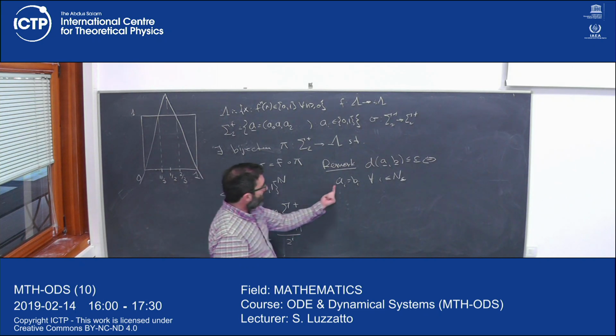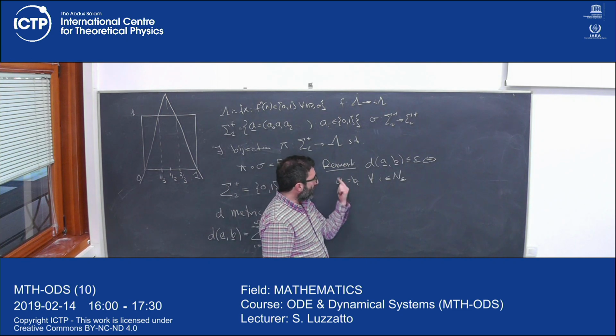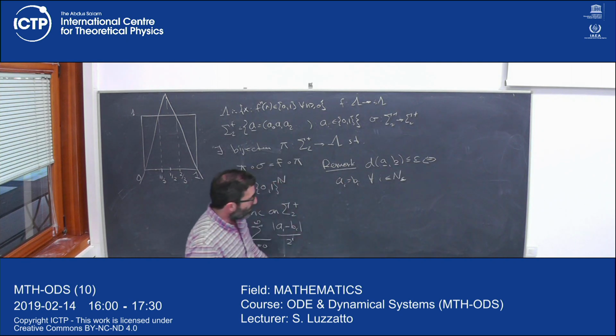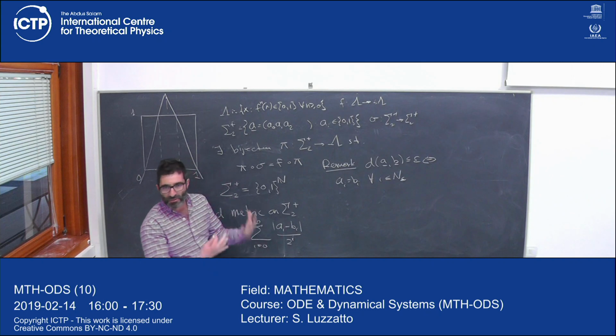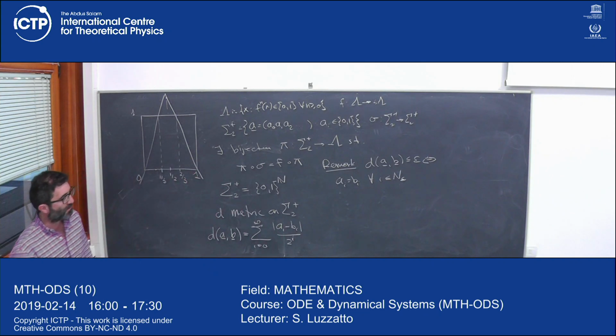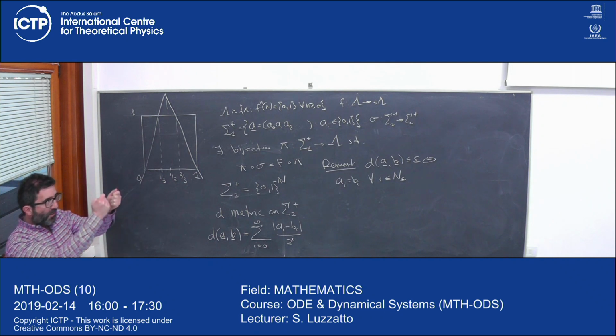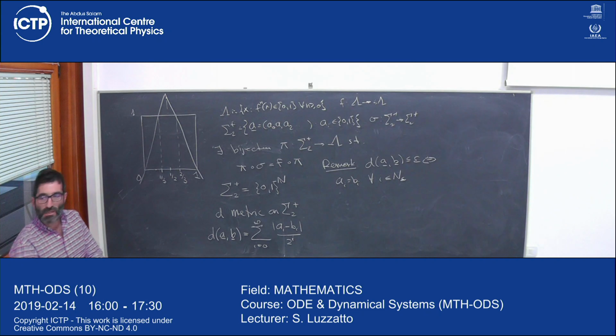And then, of course, if a_i and b_i are the same for some sufficiently big number of terms, then they are going to be sufficiently close. So this is the way to think about these sequences. It's a very natural way to think about it, just like, as someone mentioned, when you look at decimal expansions of real numbers.